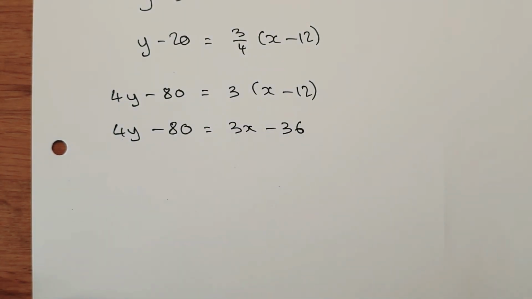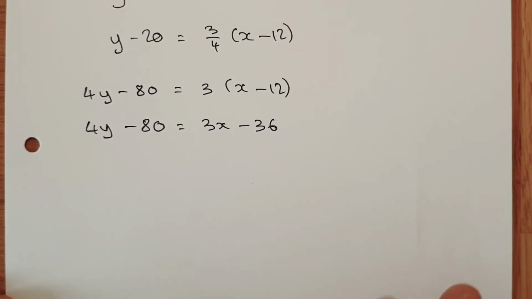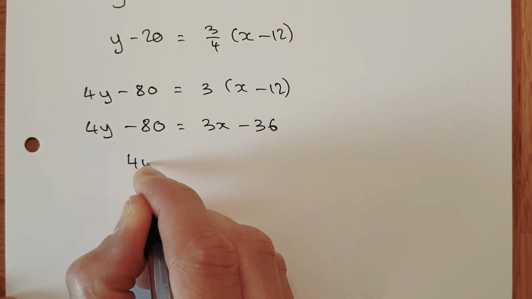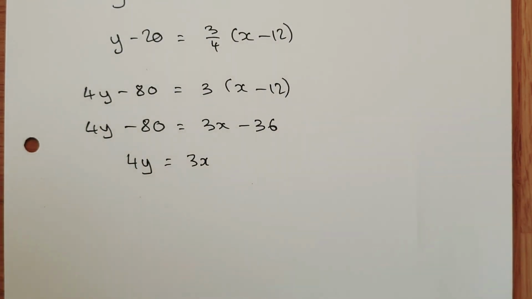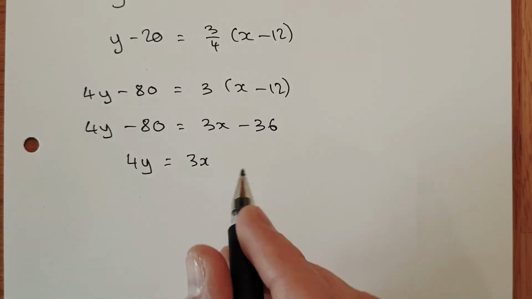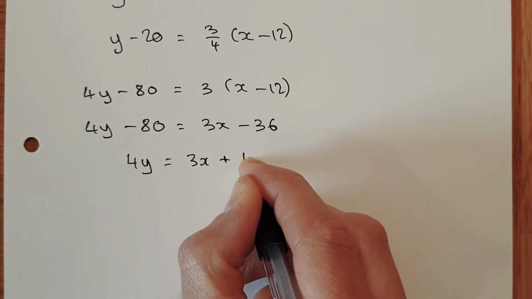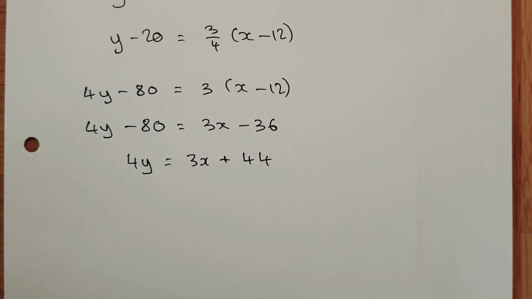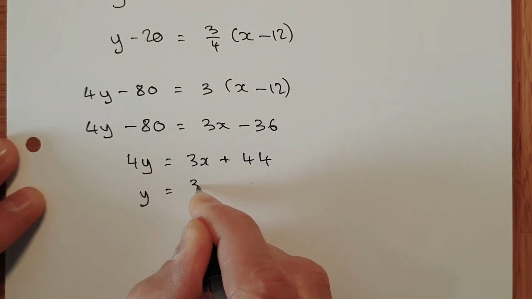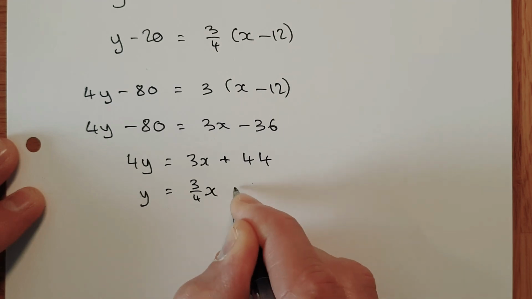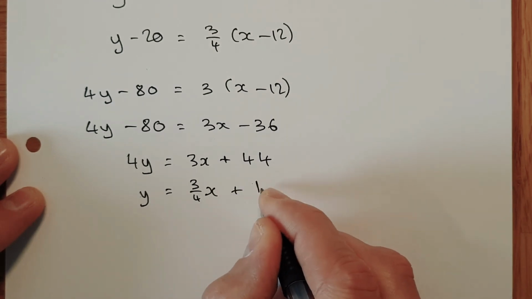Now I need to make y the subject because when we're looking for the equation of a line, we want it in the form y equals mx plus c. So I'm going to add 80 to both sides. So negative 36 plus 80 is going to be plus 44. Now, I don't have y as a subject yet. I've got 4y, so I'm going to have to divide everything through by 4 to make y the subject. So y equals, so I'm going to divide that by 4. And dividing 44 by 4 gives me 11.